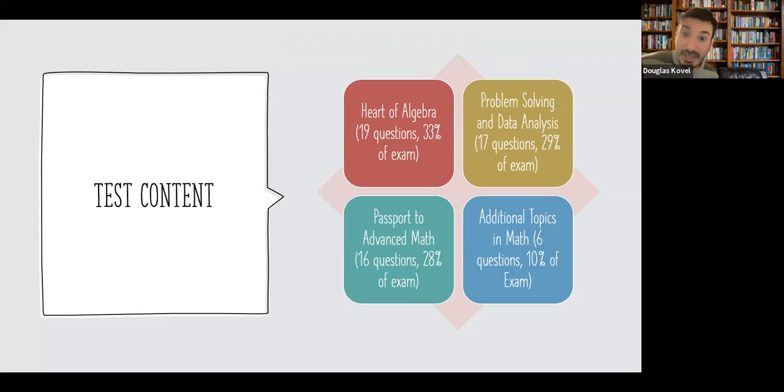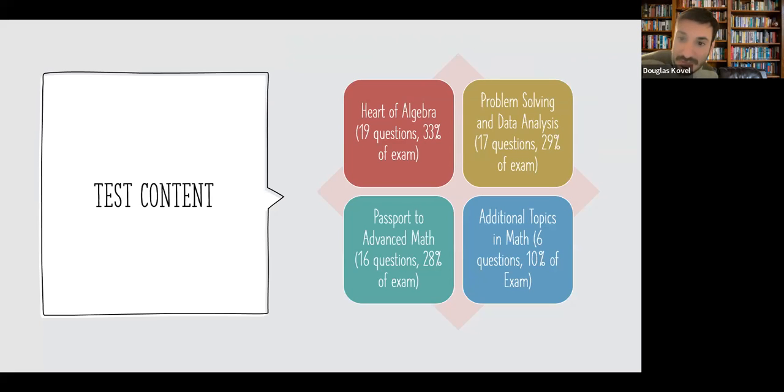And then the next broad category are the Problem Solving and Data Analysis questions. This is about 29% of the questions on your test. Unlike the other 3 categories of the test, which could be on both the no calculator and calculator parts, these questions are only on the calculator section. In general, what they have in common is they involve you applying your knowledge of math to more real world contexts. But I would say broadly, these question types fall into 2 categories.